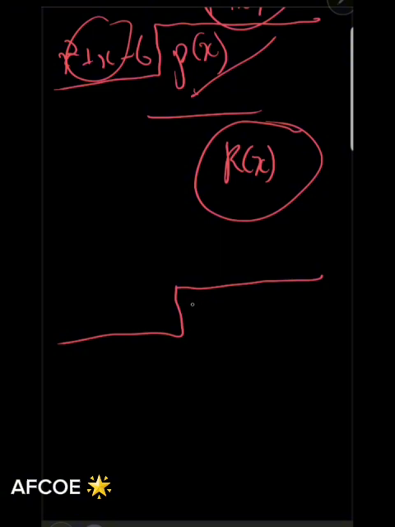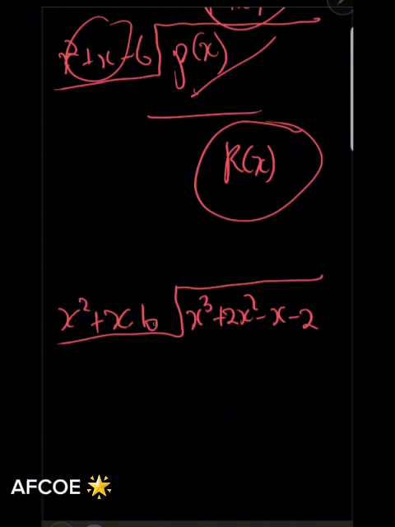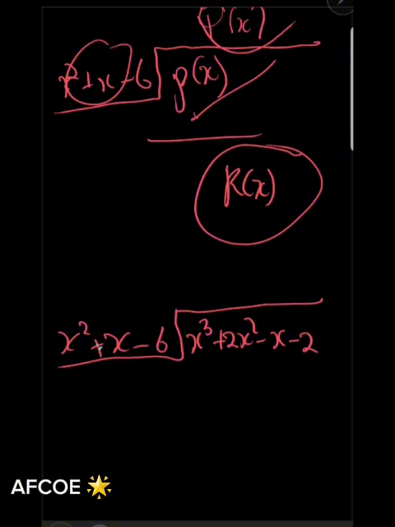So we have our polynomial, which is x cubed plus 2x squared minus x minus 2. We are dividing that by x squared minus x plus 6. Oops, is it plus x minus 6? Let me verify it. Voila, here it is. So let us simply do it.